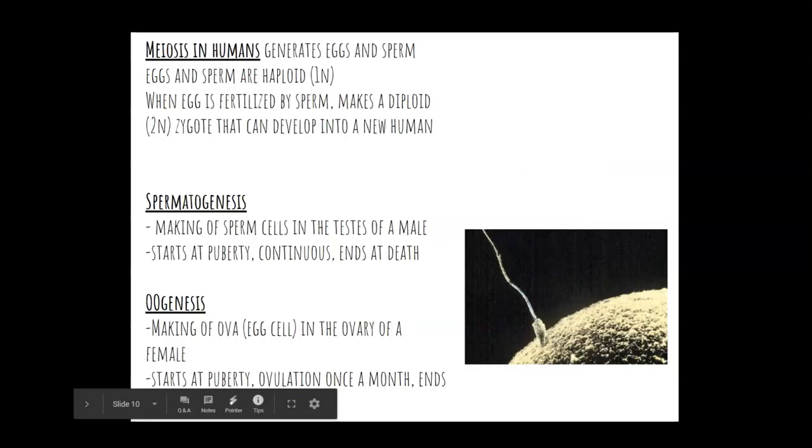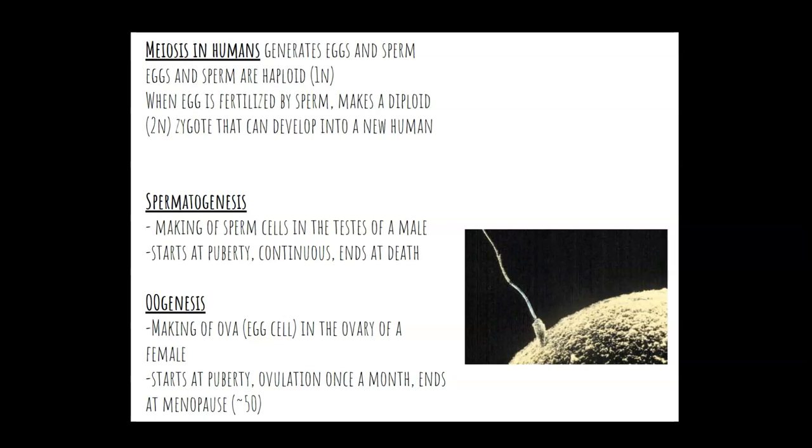So making those is going to be a little bit more complicated. So in humans, eggs and sperm are haploid, or 1N, and when the egg is fertilized, it makes a diploid zygote. And that can start to develop via the process of mitosis into a new human.